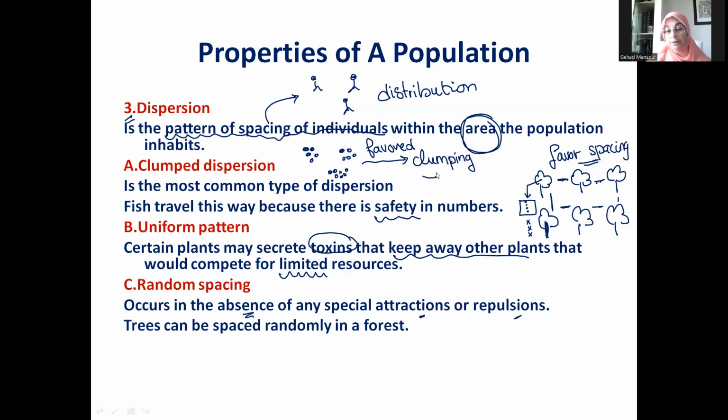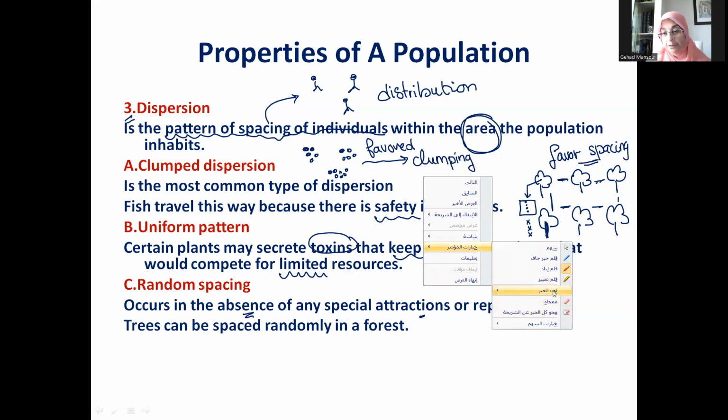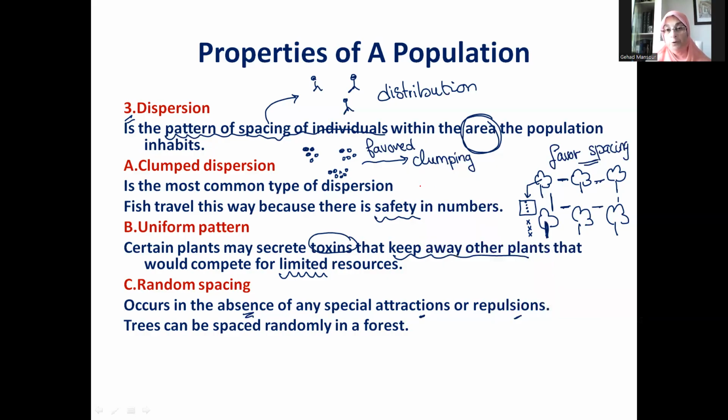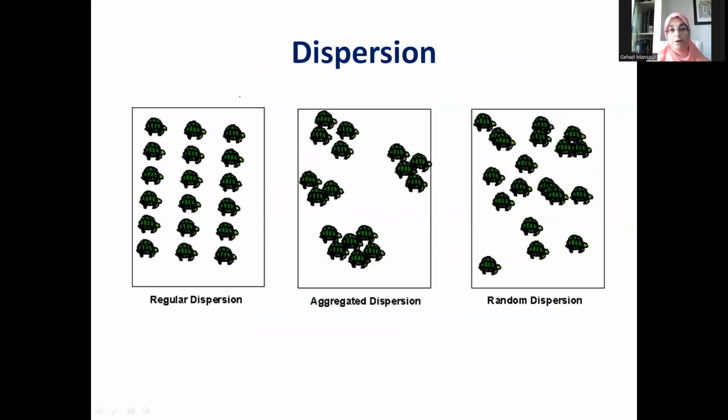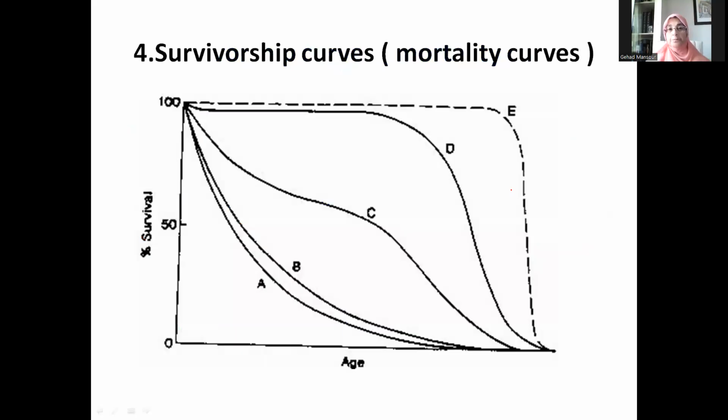Of course, when we talk about clumping, we talk about reasons for attraction. And when we talk about spacing, we talk about forces that favor repulsion. And this occurs usually randomly in forests. So here, for example, you have regular dispersion. Here you have clumped or aggregated dispersion. We usually call it clumped dispersion. And here you have random dispersion.